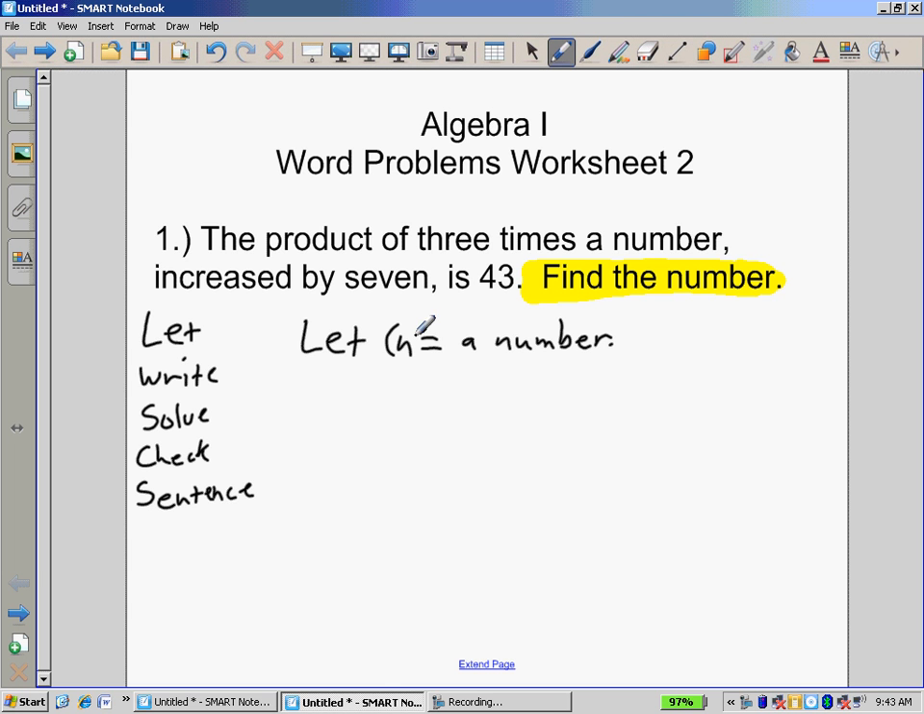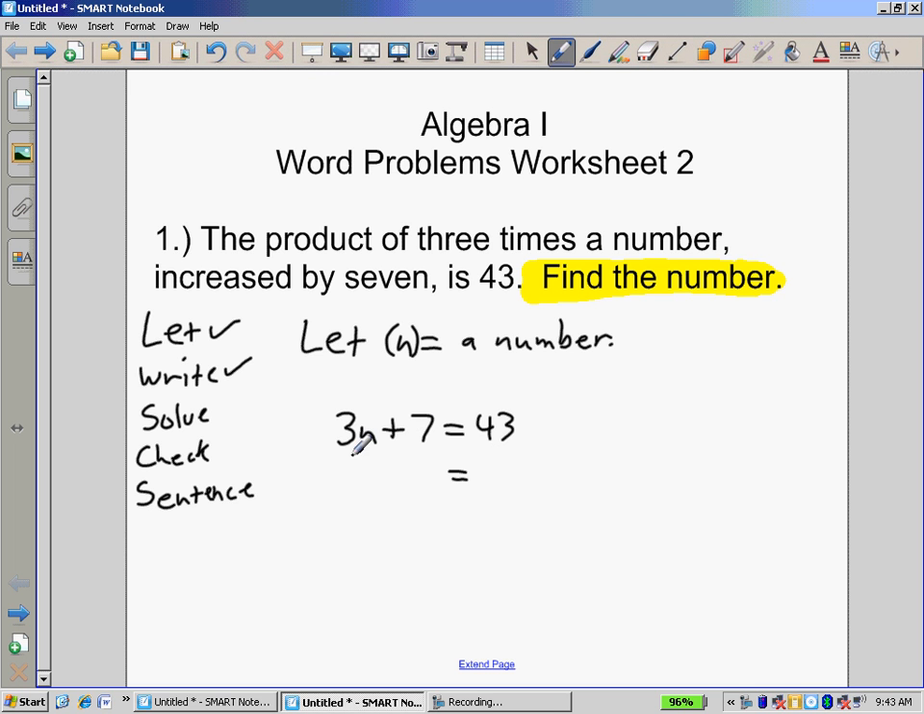Now, I'm going to put mine in parentheses. You don't have to. But let's go through. The product of 3 times a number. Well, we know that number is n now, so 3 times a number increased by 7, plus 7, is 43, equals 43. Now, how did I know there was just one number? Because it says find the number in the question. So I knew there was only going to be one let statement. So I have 2 steps. Let, write.